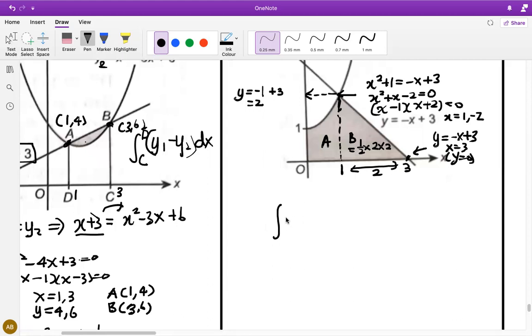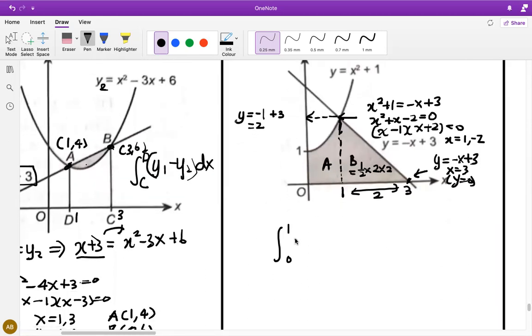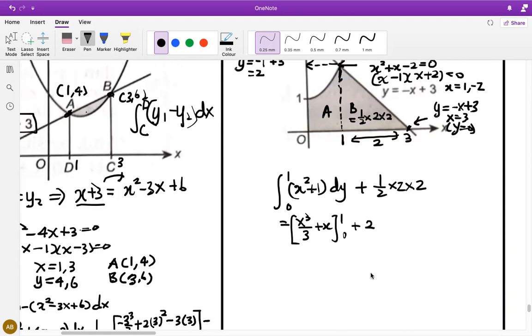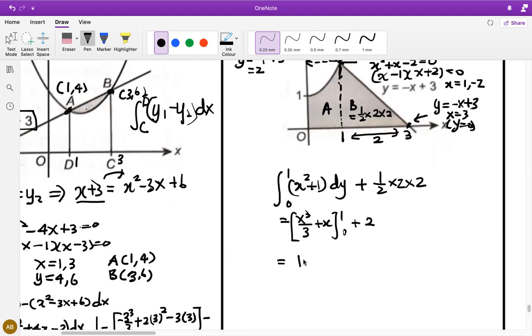So we separate into 2 parts, A and B. So A is 0 to 1. We integrate x squared plus 1 dx, and then you plus B. B is 1 over 2 times 2 times 2. Then you get x cubed over 3 plus x from 0 to 1, and then this one you will get 2. Therefore, you get 1 plus 1 over 3 plus 2, right?